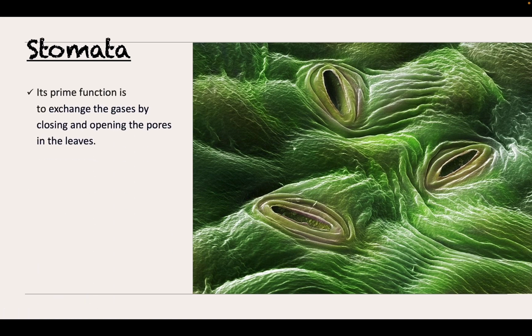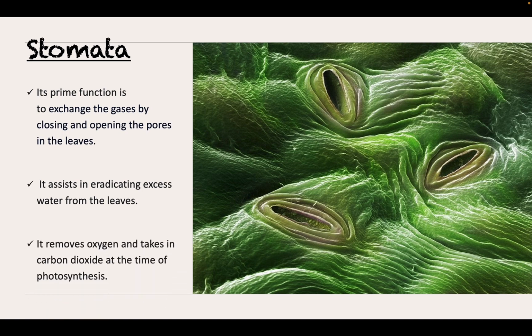Now its prime function is to exchange the gases, that means it closes and opens the leaf pores. It assists in eradicating excess water. So sometimes if there is excess water in a leaf, it removes it out. It also removes oxygen and takes in carbon dioxide at the time of photosynthesis. So stomata, which is present at the base of the leaf, plays a very important role in photosynthesis.